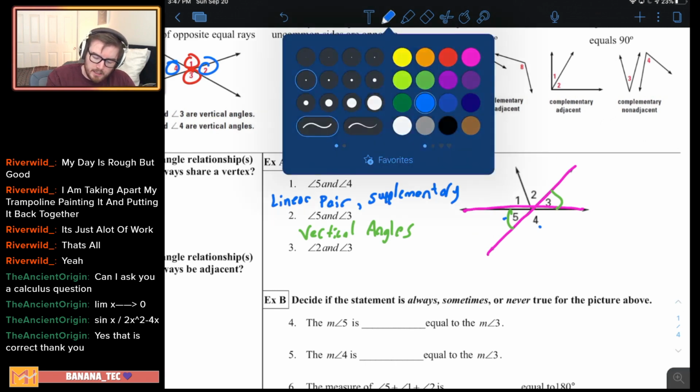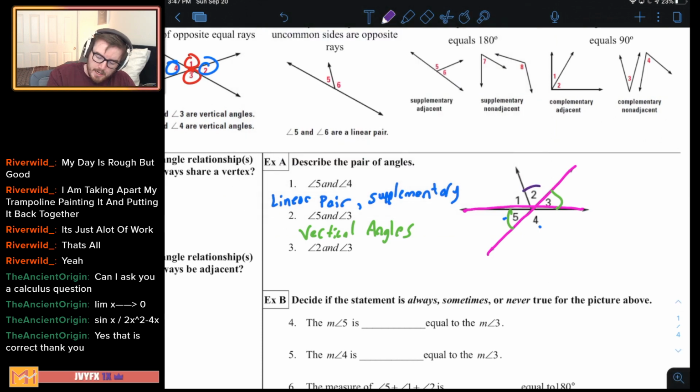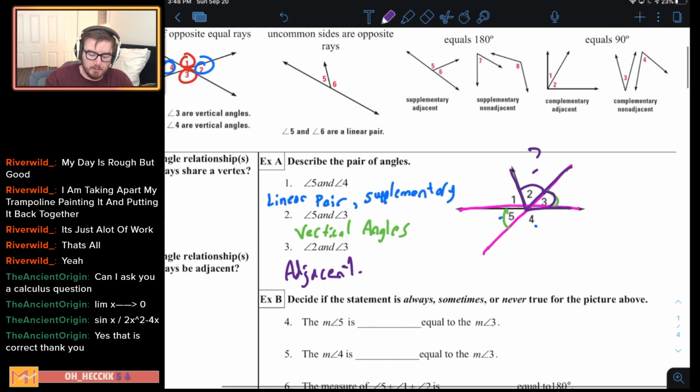2 and 3 are right here and right here. How big is this angle? Not really sure. 2 and 3, though, do share a side. I think the best word, and the only word that we can use for that, kind of a tricky one, is simply adjacent. There isn't anything special about them besides the fact that they share a side. So we can just call them adjacent to one another.